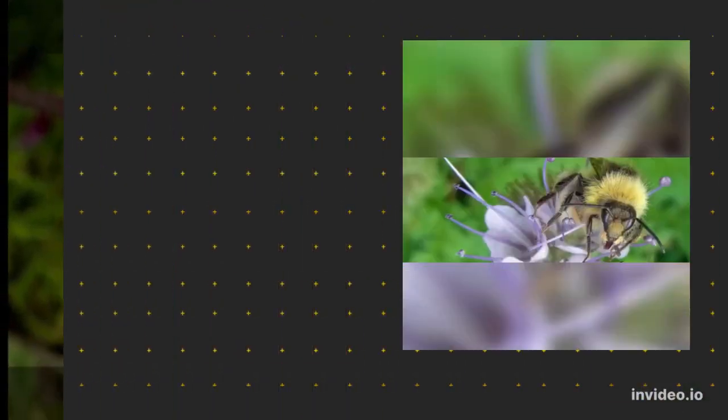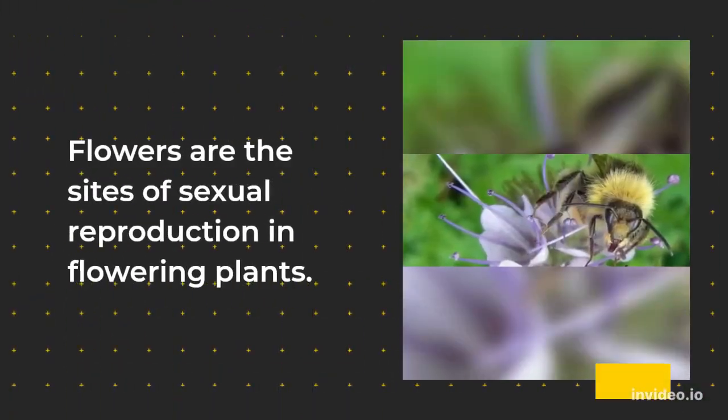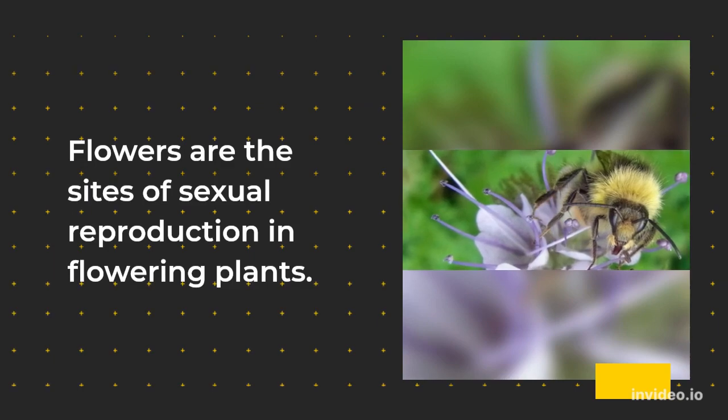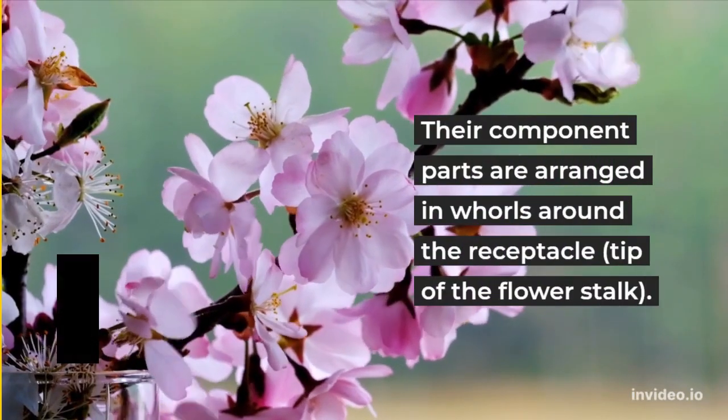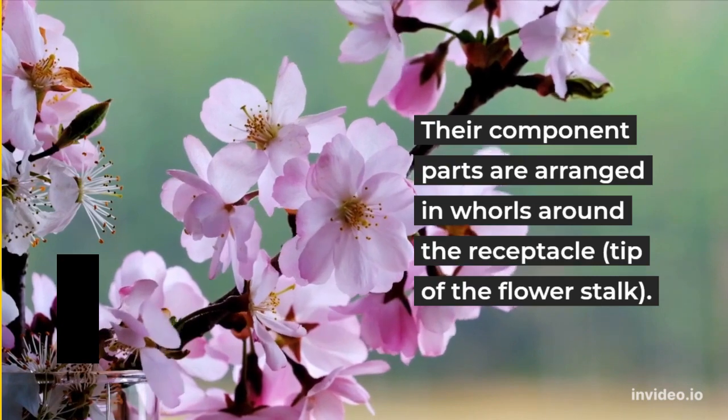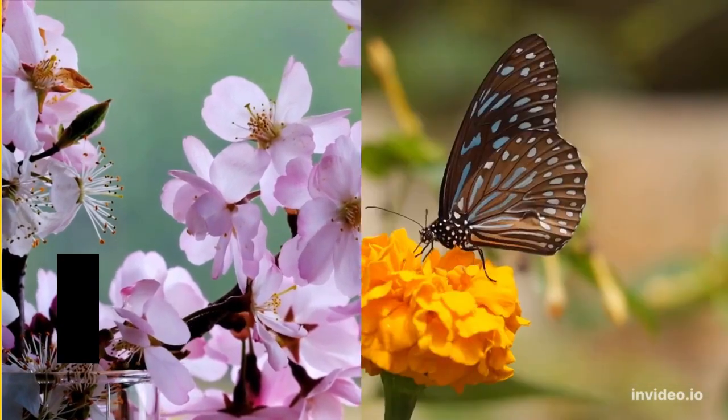Flowers. Flowers are the sites of sexual reproduction in flowering plants. Their component parts are arranged in whorls around the receptacle, the tip of the flower stalk.